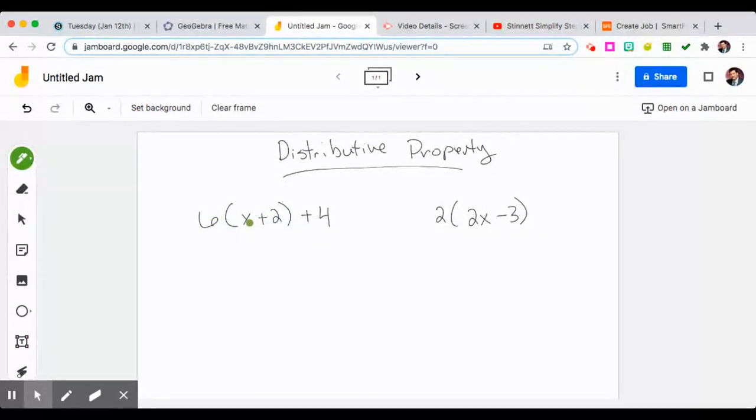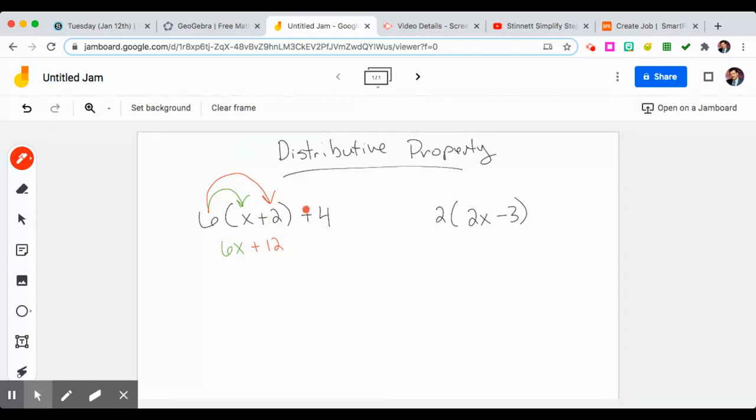So in this example, this first way of doing it, we're going to multiply 6 times x plus 2. So we're not just going to multiply it times x, we're going to also multiply 6 times 2. So I'm going to show you by drawing little arrows. I'm going to multiply 6 times my first term inside the parentheses. So 6 times x, and that becomes 6x. And then I'm also going to multiply 6 times 2. You see that? So 6 times positive 2, so that's positive 12, okay?